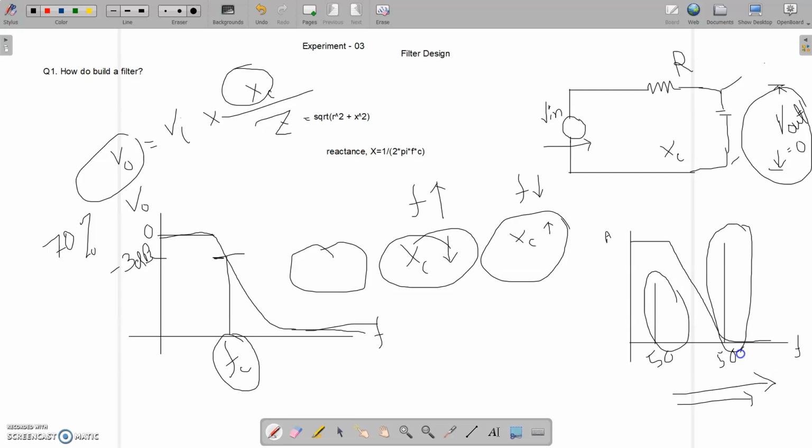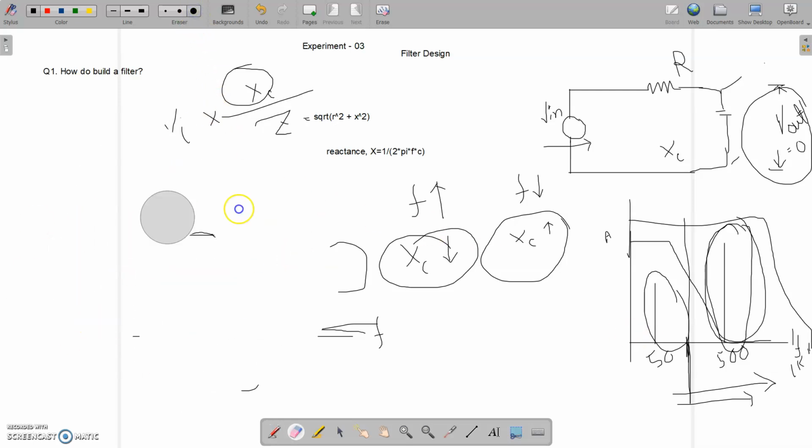I have to have a cutoff frequency somewhere in between, because if I build a circuit where the cutoff frequency is like 101 kilohertz, it is not going to suppress this portion. So I have to have a cutoff frequency which is greater than 50 hertz but less than 500 hertz. Now that is the question. Our next question is how to get that cutoff frequency.